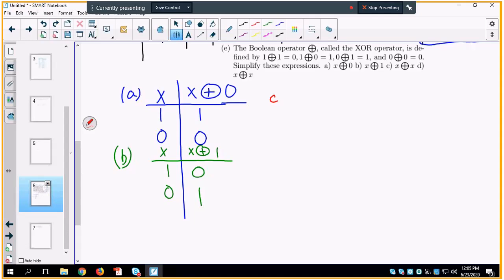And we will do the third one now. This one is x XOR x. So x XOR x. X can be 1 or 0. 1 XOR 1 is 0. 0 XOR 0 is 0.